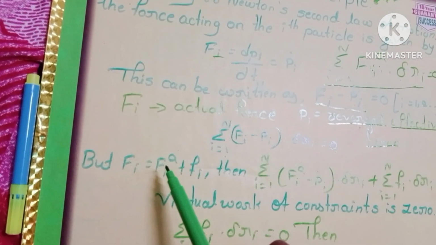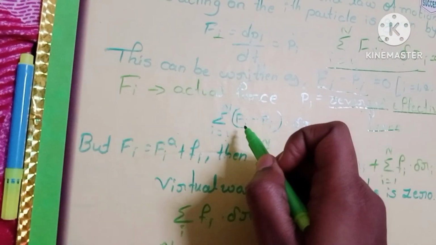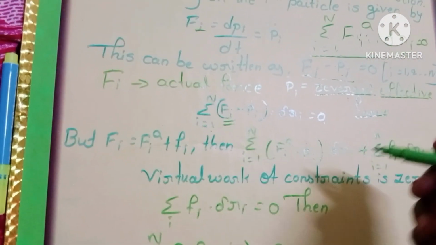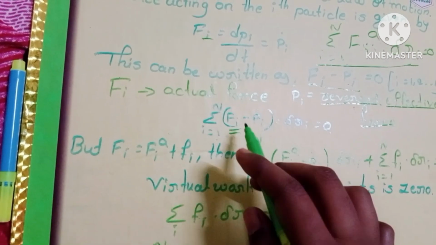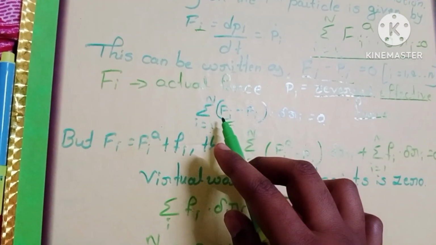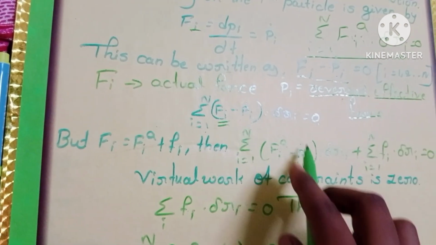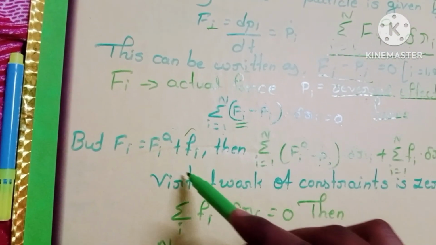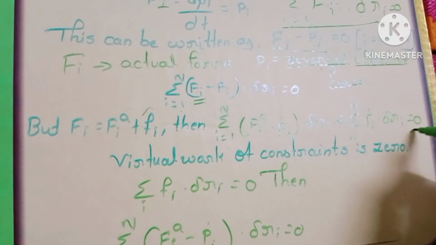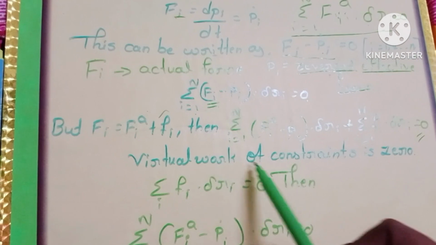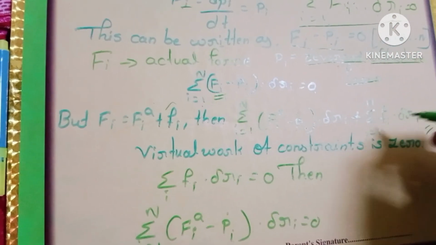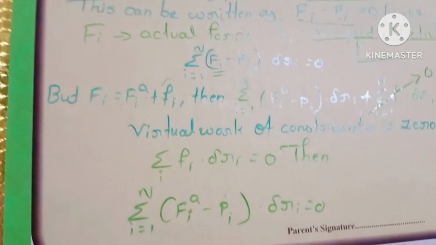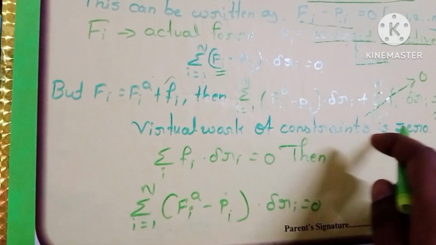Moving further, Fi can be written as Fi^a plus fi, where fi is the constraint force. Substituting, in place of Fi we write: summation of i equals 1 to n of (Fi^a minus pi dot) · δri plus summation of i equals 1 to n of fi · δri is equal to 0. This is from the principle of virtual work: the virtual work of constraints is 0. If you want a video on constraints, I will upload that.